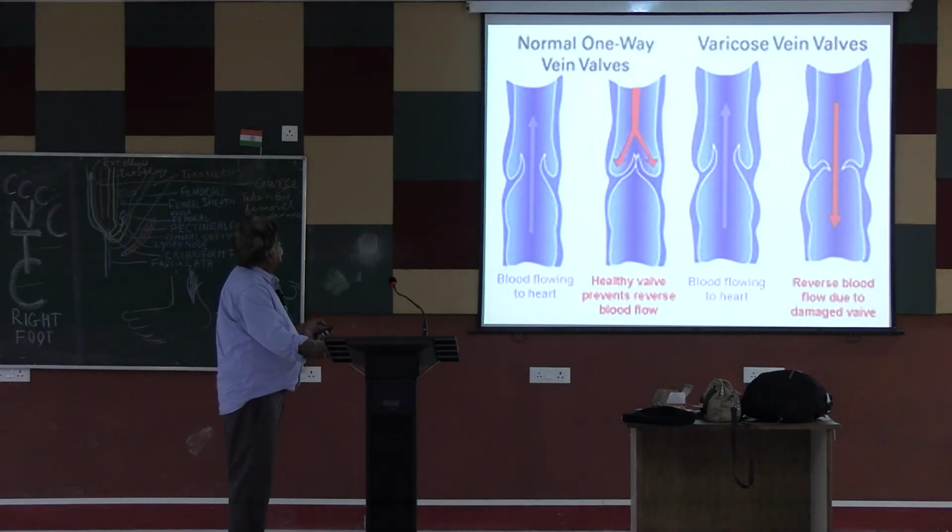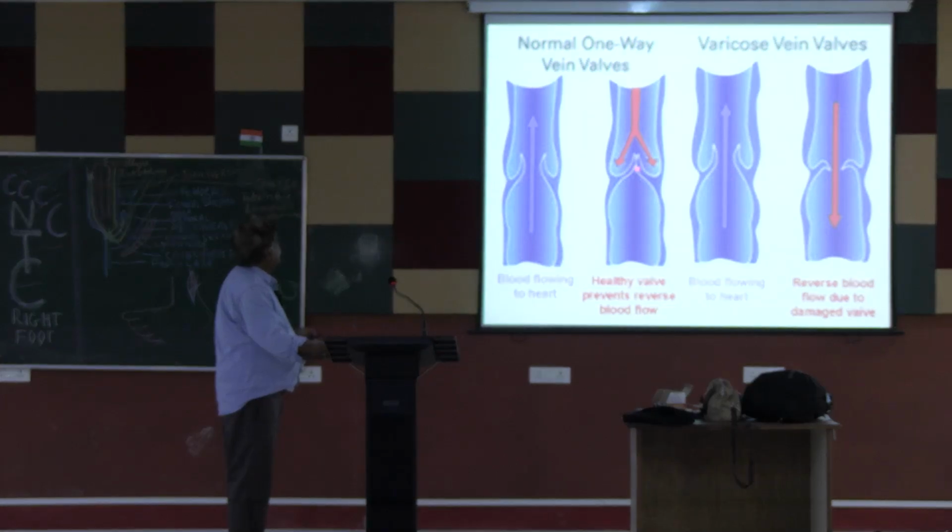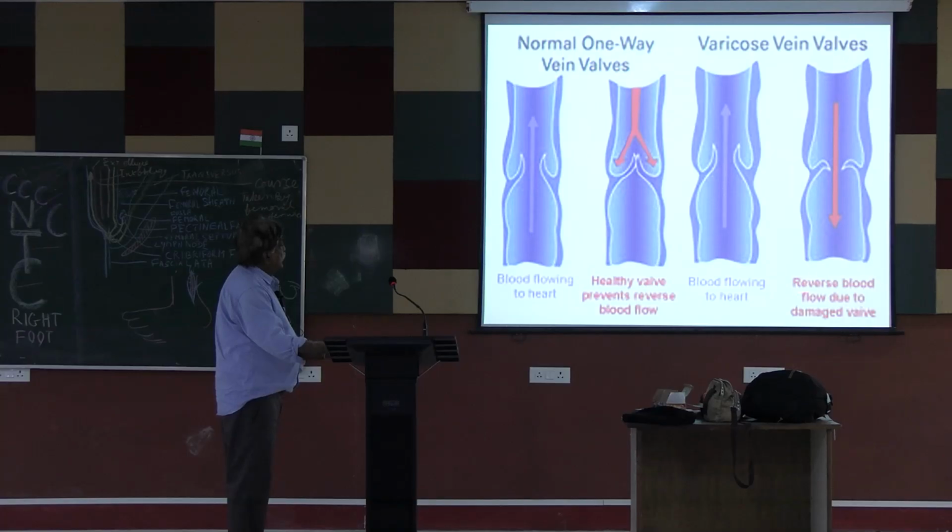Here, normal one-way vein valves. See, a normal one-way vein valve, blood flowing to the heart. A healthy valve prevents reverse blood flow. This is the healthy valve, blood flowing to the heart. The reverse blood flow is due to damaged valves. So it's reversed. Varicose veins.